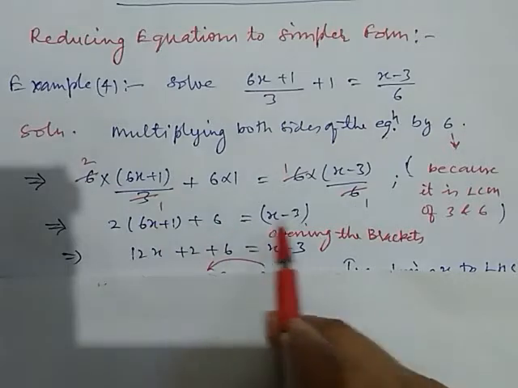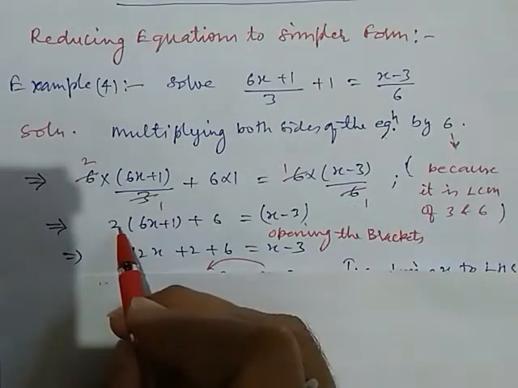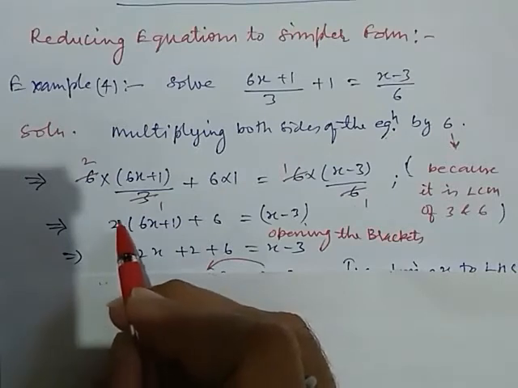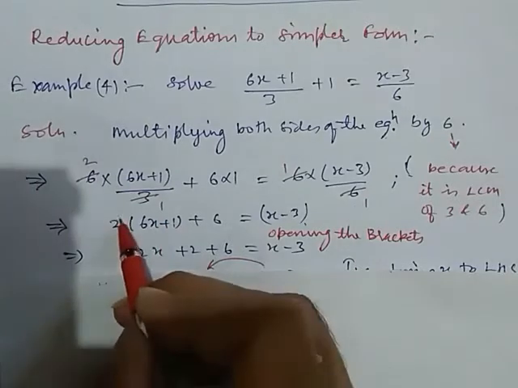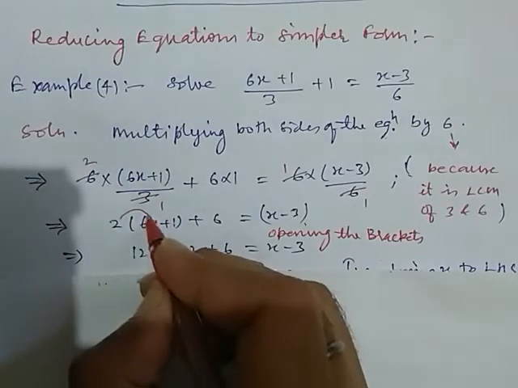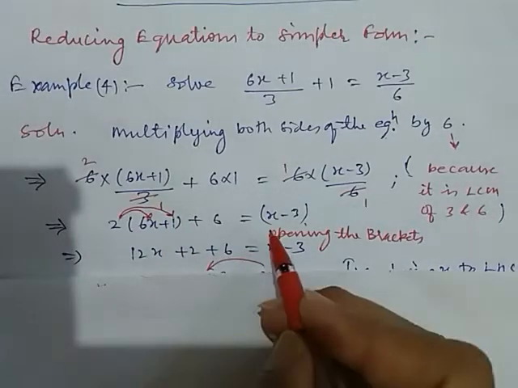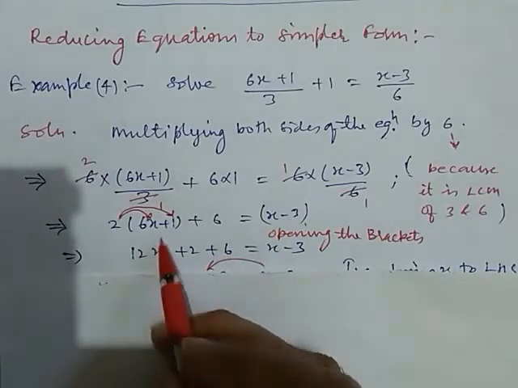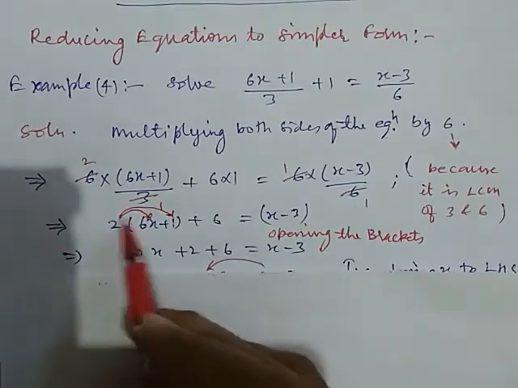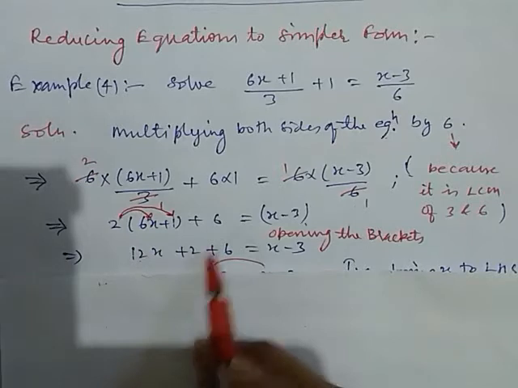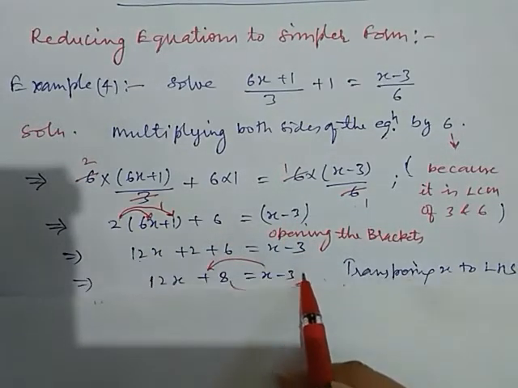Opening the brackets. When we open the brackets, whatever is outside the bracket, multiply all the terms. So this 2 multiplies this and this 2 multiplies this one. Okay, so when we open the bracket, we get 6 into 2, 12x, and 2 into 1, 2, plus this 6 equal to x minus 3.